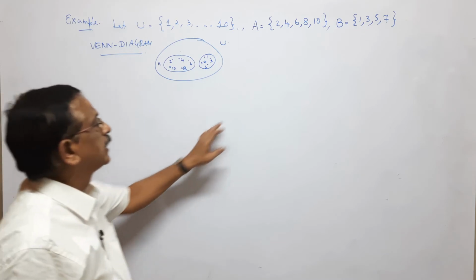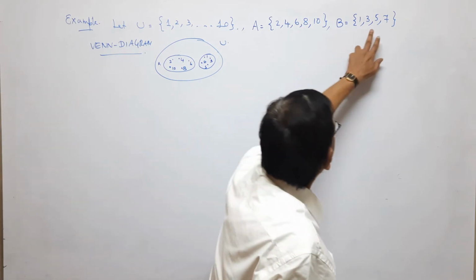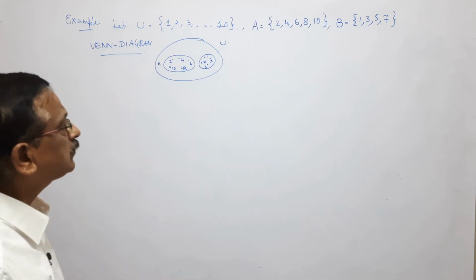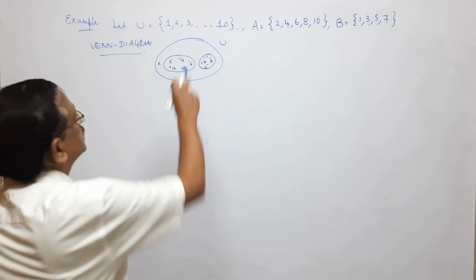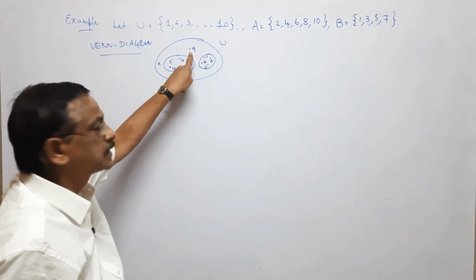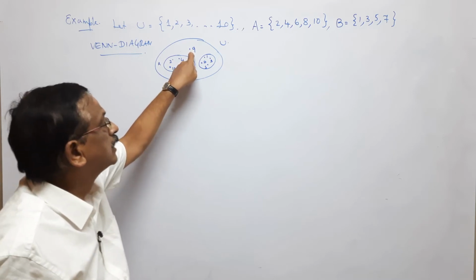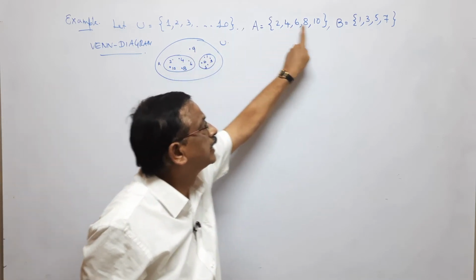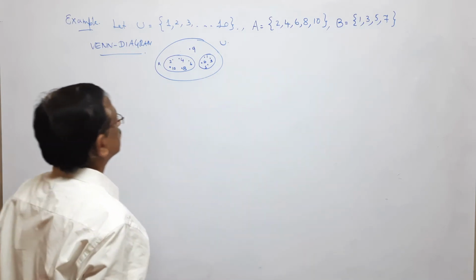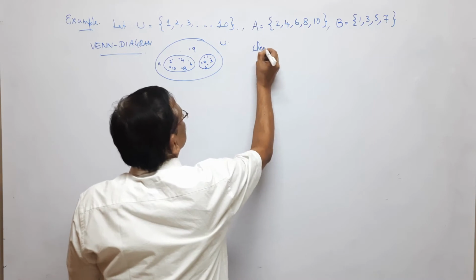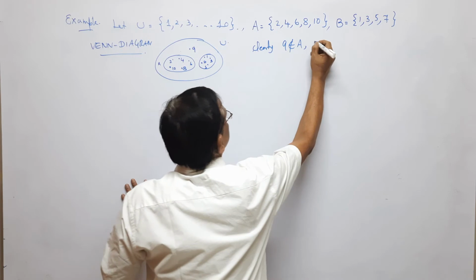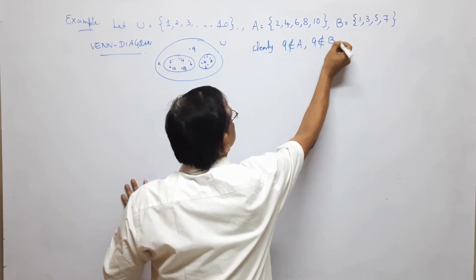So how many elements have I written? 5 plus 4, 9 elements I have written. One element was left over, which is not listed here. So 9 should be here. The number which was not listed is 9. 9 is neither in A nor in B. It is not in any of the sets. Clearly, 9 is not in A and 9 is not in B.